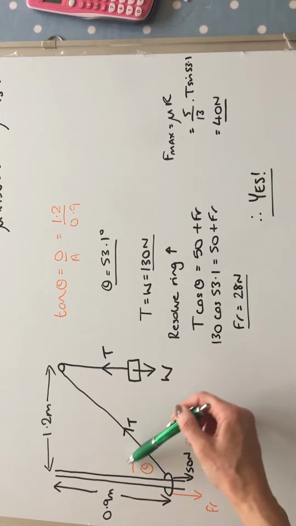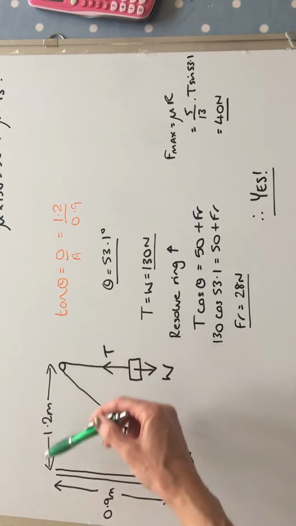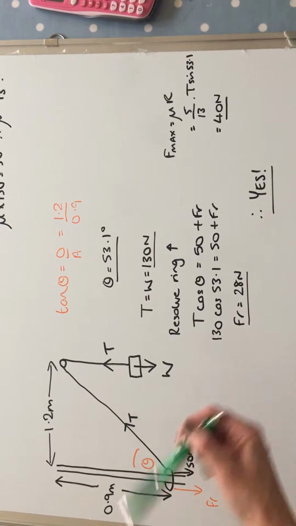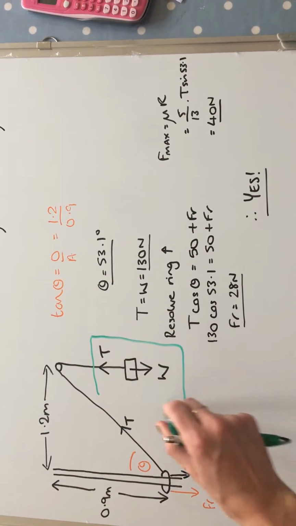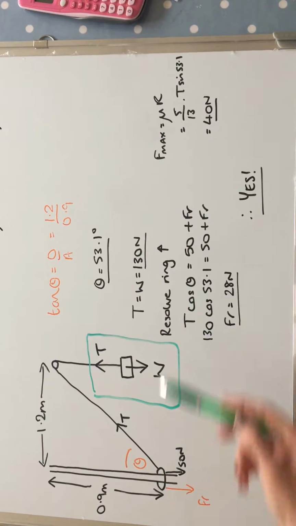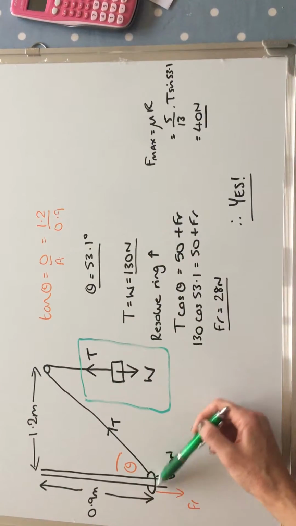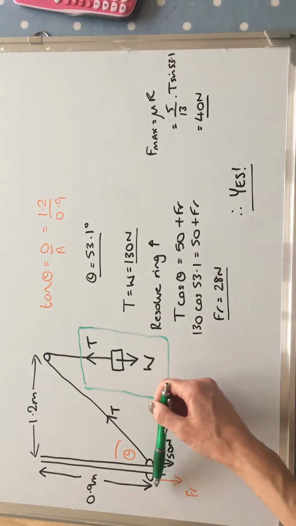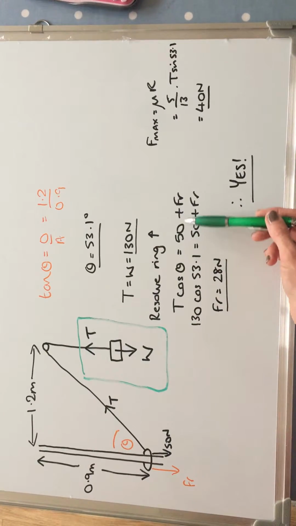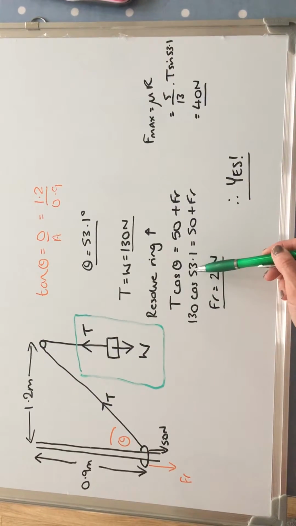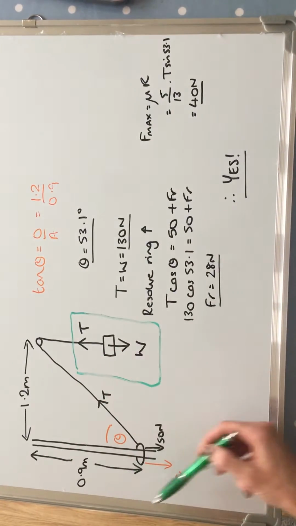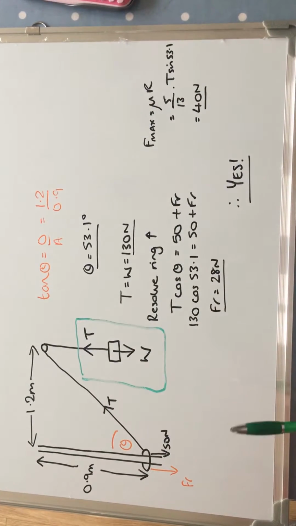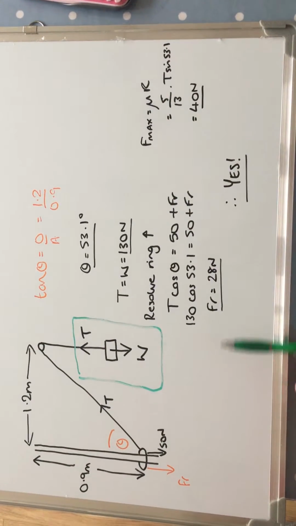We need to find the new angle, exactly the same as before, using this right angle triangle, which gives me this angle to be 53.1 degrees. Now, same as before, the tension is equal to the weight, so that stays the same at 130 newtons. So I'm going to resolve the ring again vertically. T cos theta is equal to weight plus friction. I know T, I know theta, so I can arrange this to get that in this scenario the friction is 28 newtons. Now, is that less than or equal to the maximum friction can be?